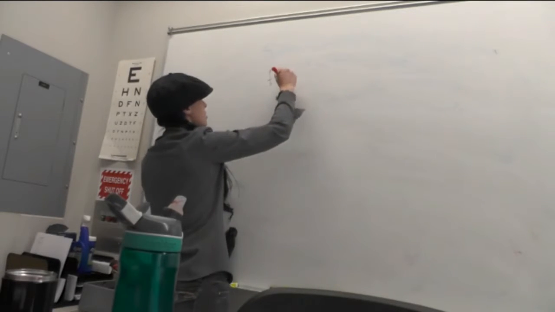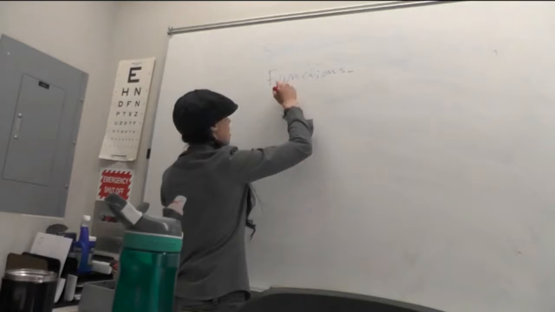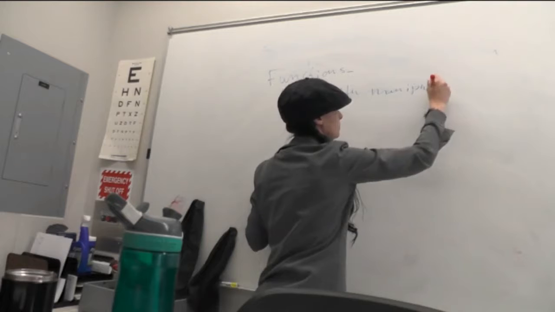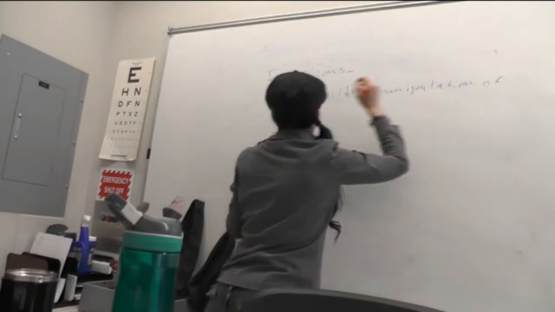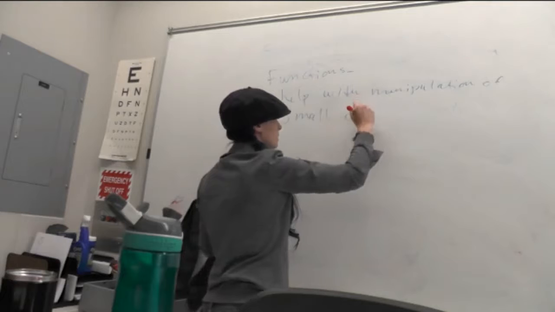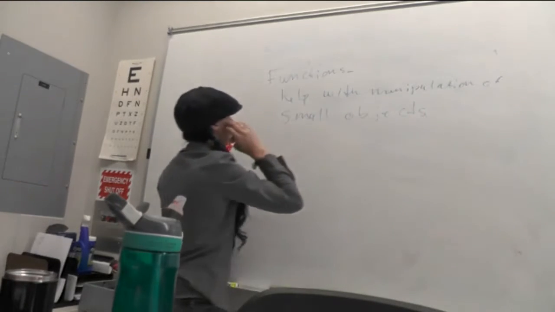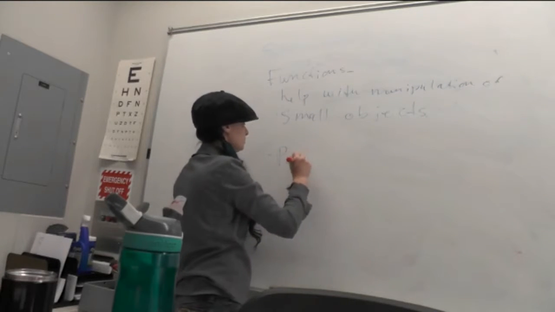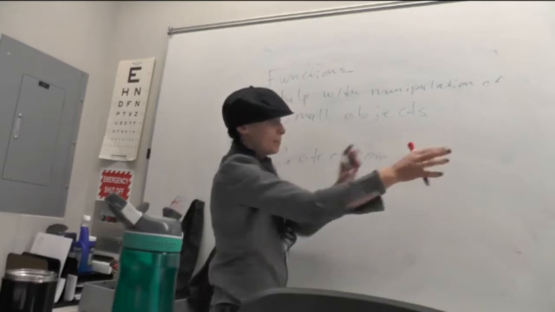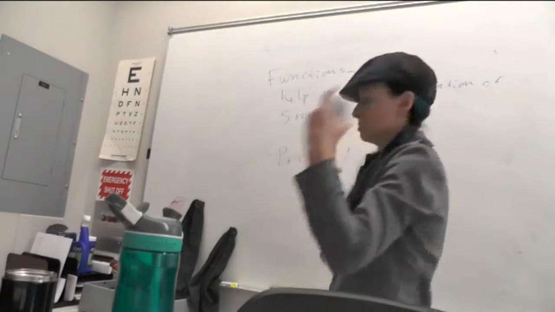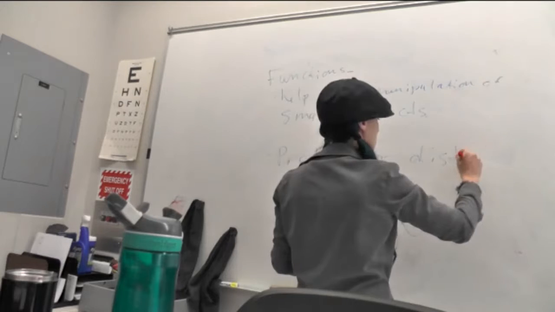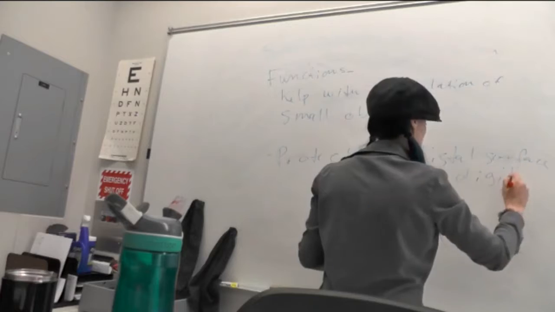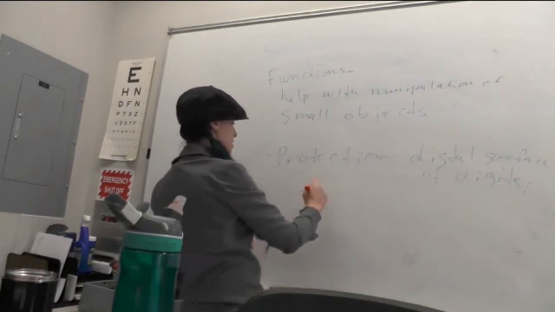So for the functions of a nail, we could say they help with manipulation of small objects, and they help with protection in two ways. They protect the distal ends of your digits, the distal surface of digits. But then they also offer protection and defense.